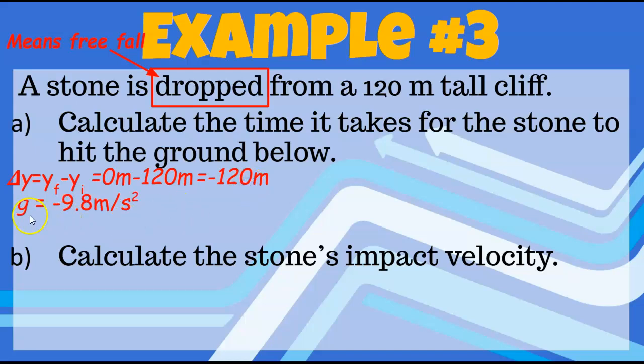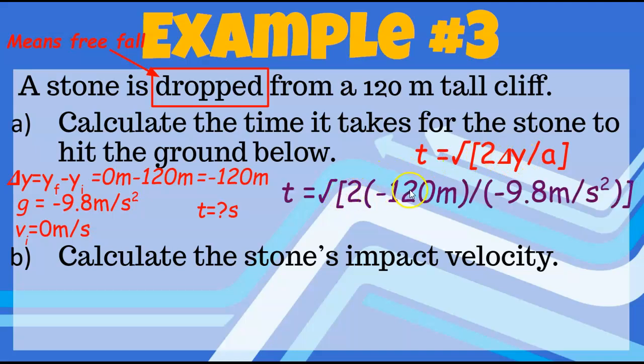Then we also know that our gravitational acceleration is negative 9.8 meters per second squared. We know that our initial velocity is 0 meters per second. So when we plug it into the formula, we're solving for time. This is a formula that we calculated before, but instead of delta x, we're going to change that to delta y. Then plug everything in and mathematically solve for it, because our meters cancel out. We have our time.